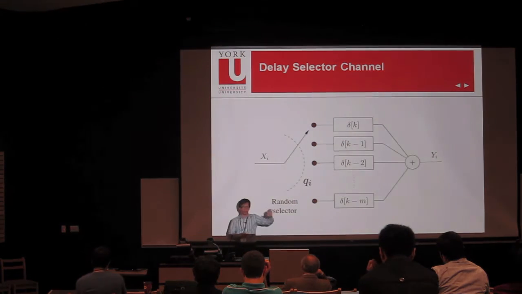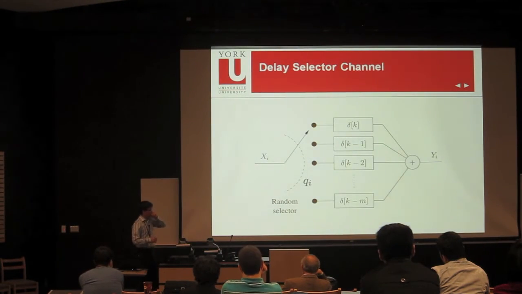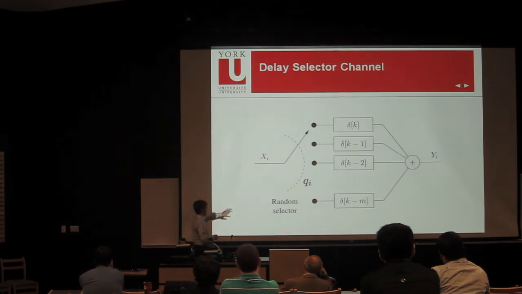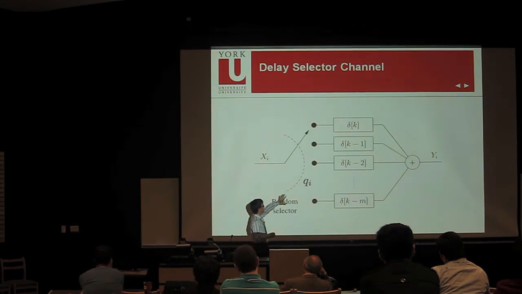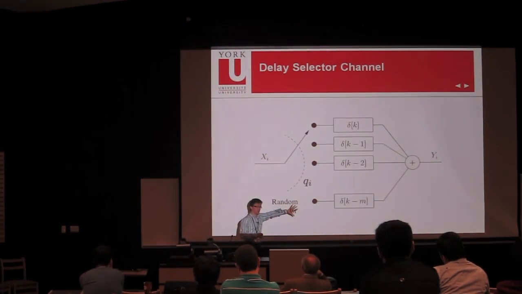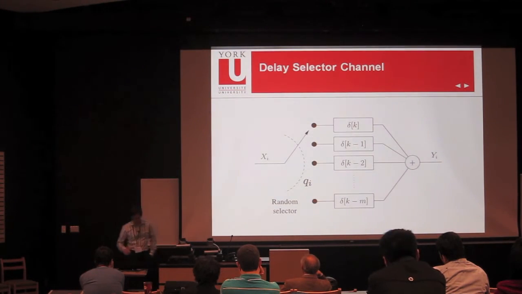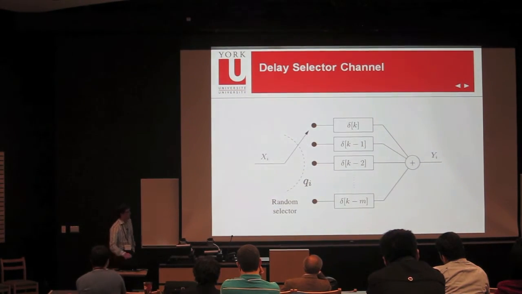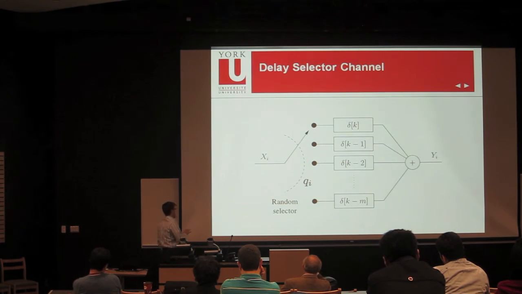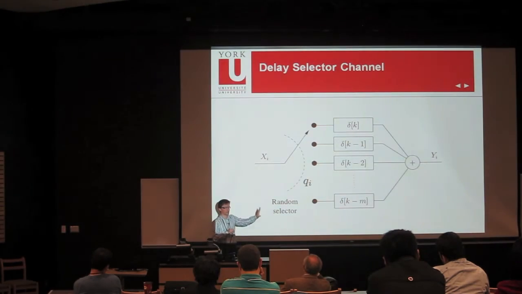qi gives the probability that any one of those delay lines is selected. So in particular, there are m parameters of this channel. Obviously, with m plus 1 delay lines, the sum of the probabilities is 1, so there are m degrees of freedom. For our purposes, we will assume that these selection probabilities are independent from channel input to channel input.